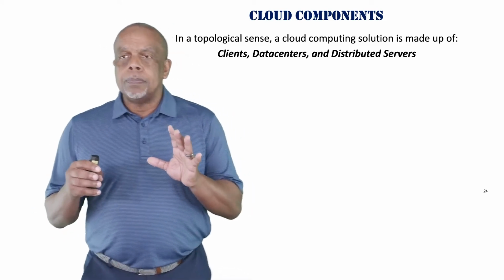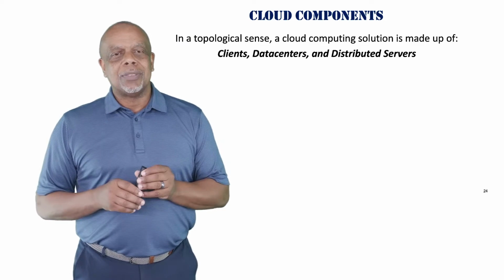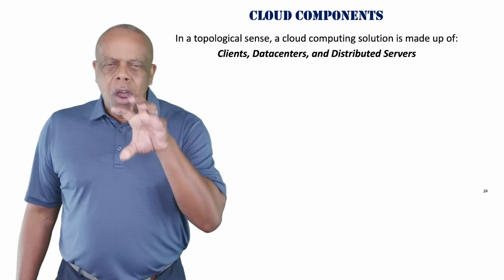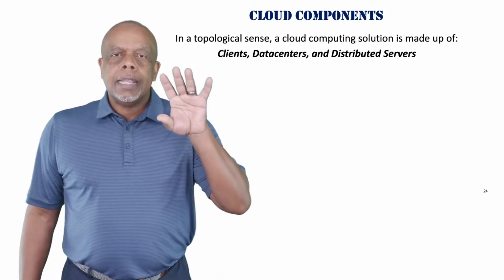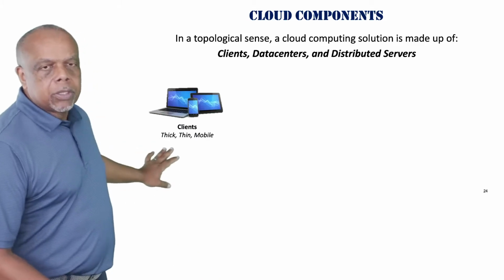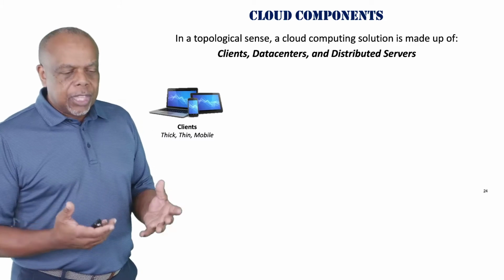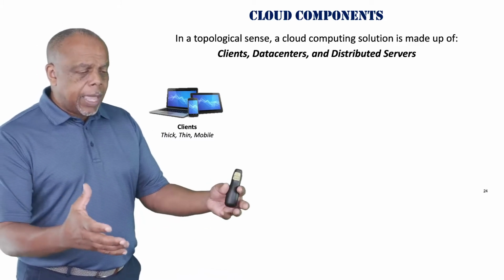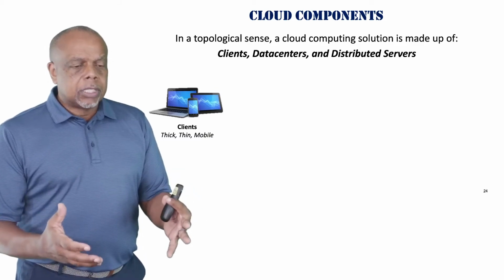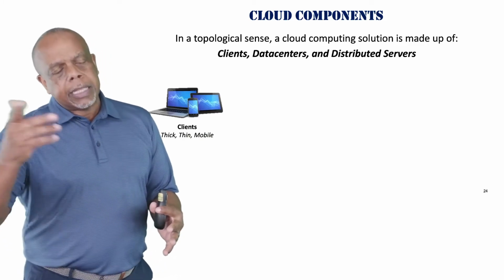So what are the components that make up cloud? All right, from a topological sense, I always love to say that word. Cloud components: three basic hardware components: clients, data centers, and distributed servers. When we talk about clients, we can have thick clients, thin clients, mobile clients, okay? A thick client is like my desktop. My desktop has an operating system. It is fully functional.